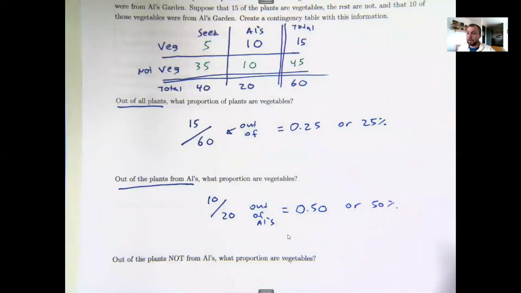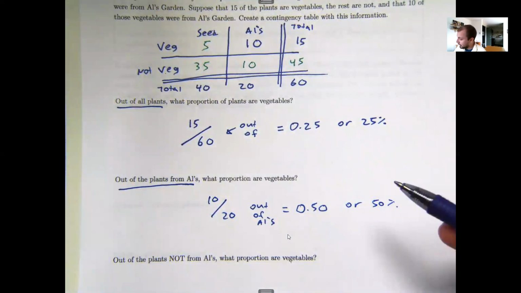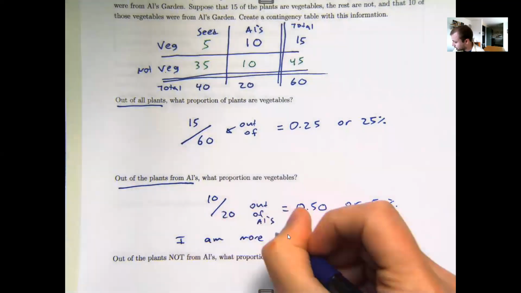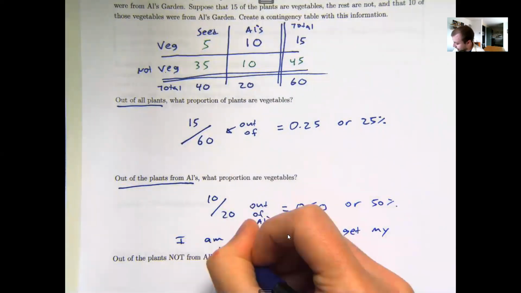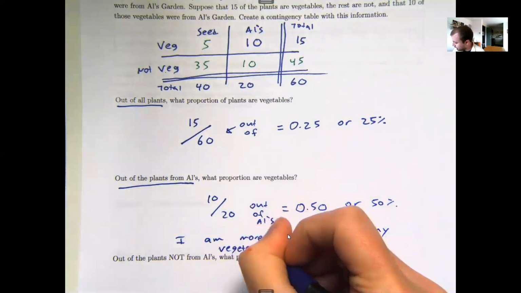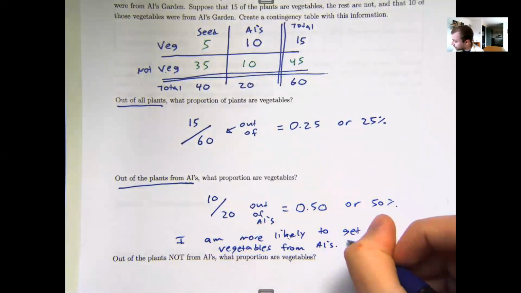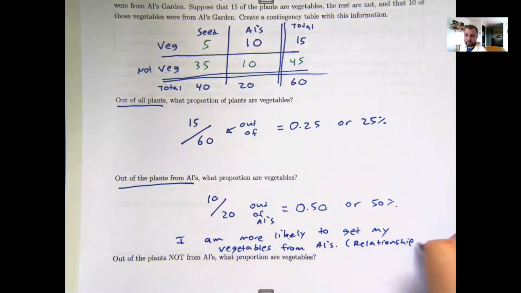I'm noticing something already. If I just look at my garden in general, 25% of my garden is vegetables. But if I look at the plants that I bought from Al's, there's a considerably higher percentage of those things that happen to be vegetables. In other words, I am more likely to get my vegetables from Al's. In other words, there's a relationship between the variables of location and being a veggie or not a veggie.